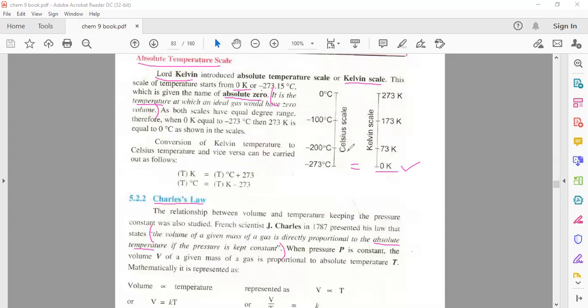If the temperature is given in Celsius, you can change it into Kelvin, or if the temperature is given in Kelvin, you can change it into Celsius. Let's see how you can change it. If the temperature is given in Celsius, you have to add 273 to that temperature. It will be converted into Kelvin.